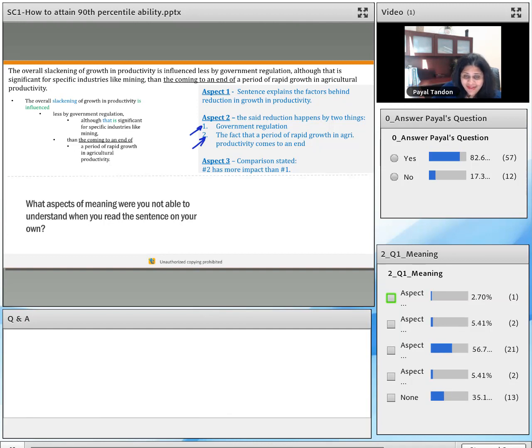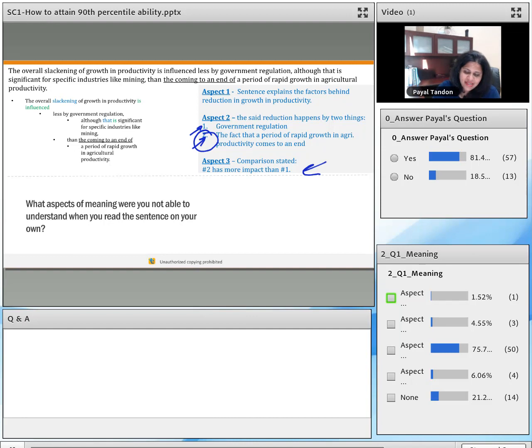And most likely, the majority of you will be selecting this one that you weren't able to understand, aspect 2.2. That is because this wasn't even on your radar, and that's why when you rejected choice C and accepted choice E, because this wasn't really something that you had to consider, you got the question wrong. And you can see that the results are evident here.